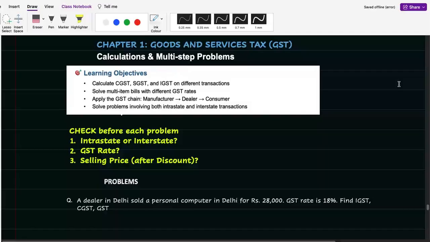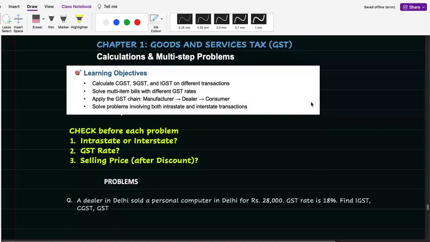And here's the truth. Once you get the intrastate versus interstate rule right, you can solve any GST problem in less than 2 minutes. So let me prove it first. The learning objectives of today's video are calculating CGST, SGST and IGST on different transactions, solving multi-item bills with different GST rates, applying the GST chain, that is how GST moves from the manufacturer to the dealers till the final entity, which is the consumer, and solving problems involving both intrastate and interstate transactions. So let's move.